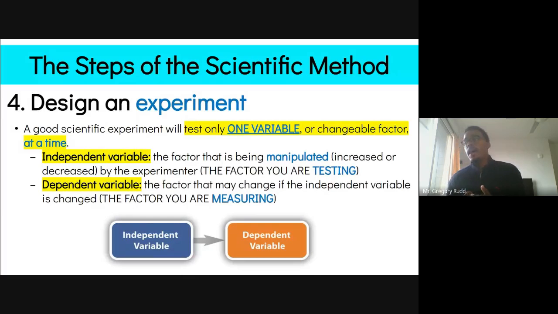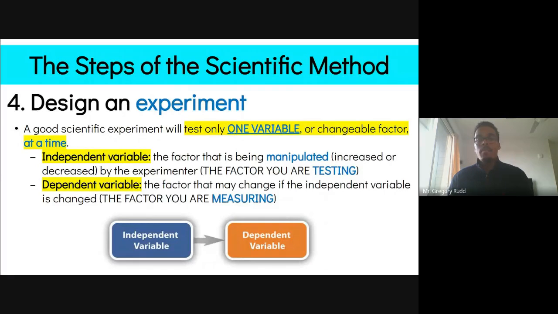Depending on what type of research you're doing or what field you're researching in, you really, really need to design a really tightly controlled experiment. But any good experiment is only going to test one variable at a time. And the variable is anything that's going to change throughout your experiment. In general, there are two types of variables. There's the independent variable and there's the dependent variable.